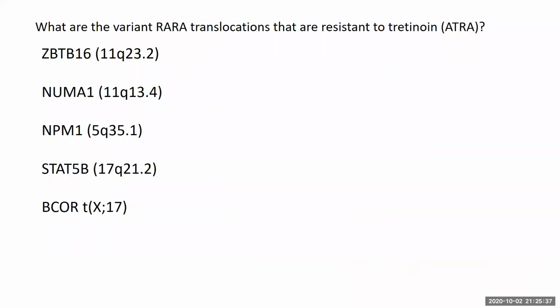Next question. No one probably knows this, but what are the variant RAR translocations that are resistant to ATRA? This might be somewhat testable on the boards. I'll just go through this one here. The first one is ZBTB16, and then STAT5B, and this is also a very rare translocation that happens with an APL phenotype, and all three of these are resistant to ATRA.